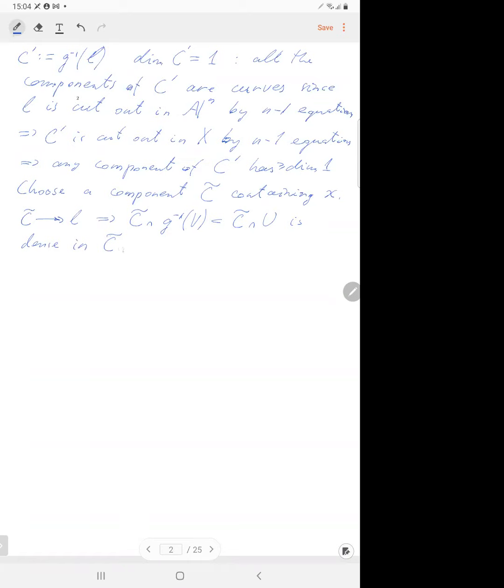Okay, and now finally take C to be the normalization of C tilde in its fraction field of rational functions.